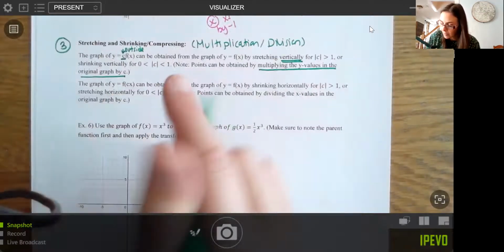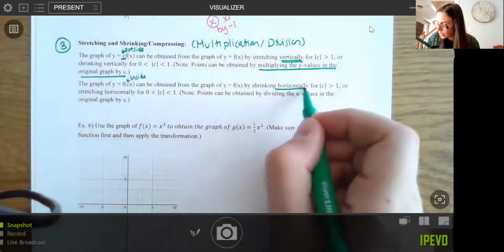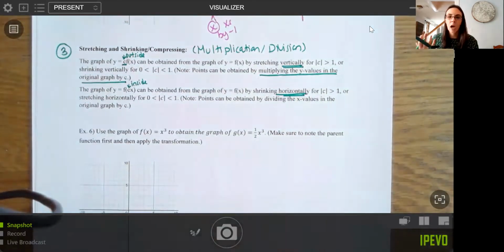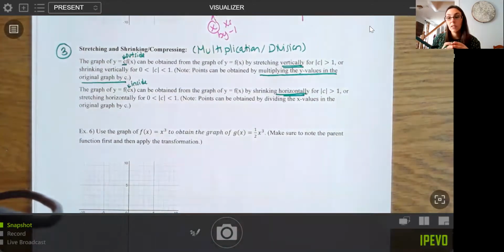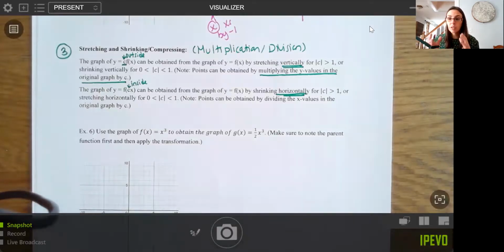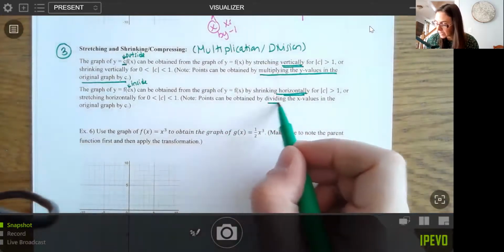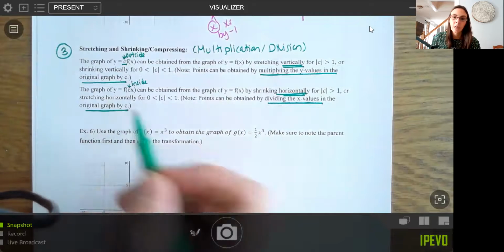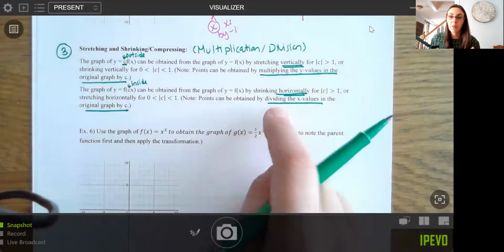If you have the C being multiplied on the inside, then you have some sort of horizontal change. And again, remember, it works opposite. So if C is big here, you actually are shrinking it and compressing it. And if C is small, it's actually getting wider. So it's the opposite of what you would think. Again, I think it's really hard to just kind of visually do. So I usually use a table here to help me. And you can find the table by taking your points and dividing the X values in the original graph by C. So again, notice the change. We're not multiplying, we're dividing the X values. So it's an opposite idea of what you would think.